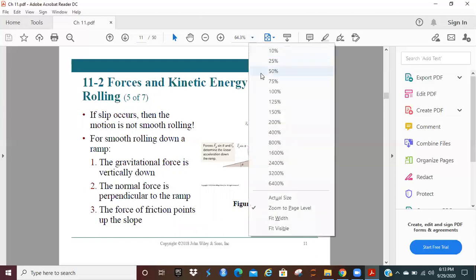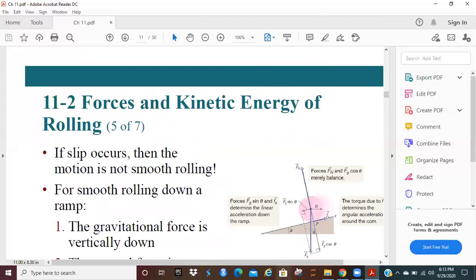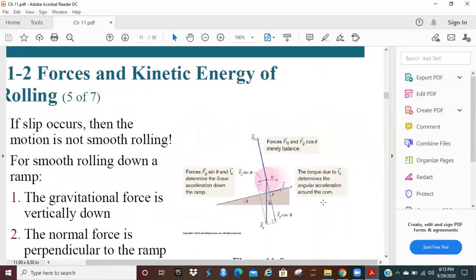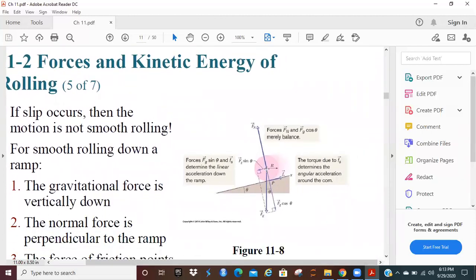If we zoom in on the picture, we can see things a little bit better. This gravitational force, if we look at the angle it makes with the normal force, we can see that this is F_g cosine of theta, and this is F_g sine of theta. These two forces determine the linear acceleration down the ramp, and these two forces balance each other. And the torque due to the static friction determines the angular acceleration around the center of mass.